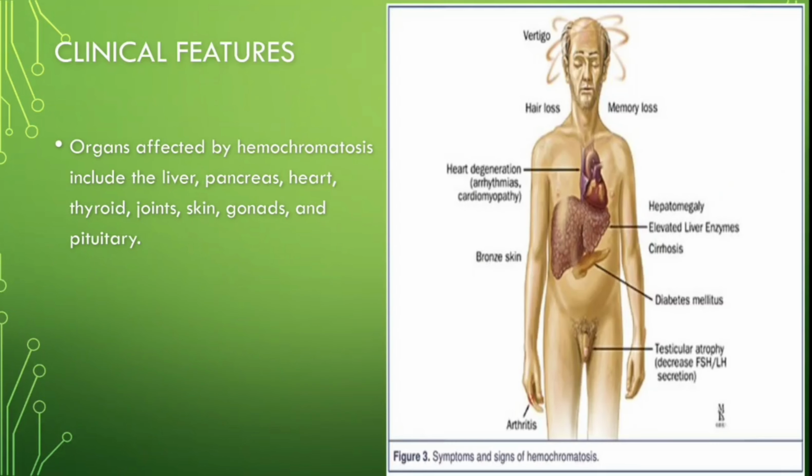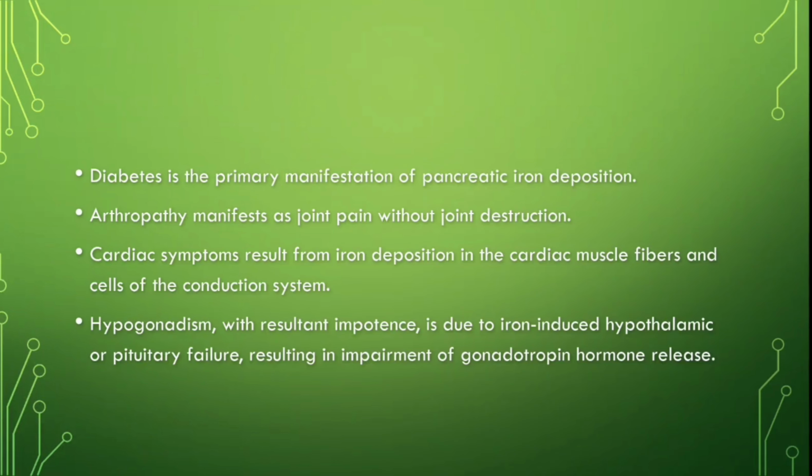When we talk about clinical features, we need to know the common organs affected by hemochromatosis include the liver, the pancreas, the heart, thyroid, joints, skin, gonads, and the pituitary gland. Diabetes is the primary manifestation of pancreatic iron deposition. Arthropathy manifests as joint pain without joint destruction. Cardiac symptoms result from iron deposition in the cardiac muscle fibers and cells of the conduction system.